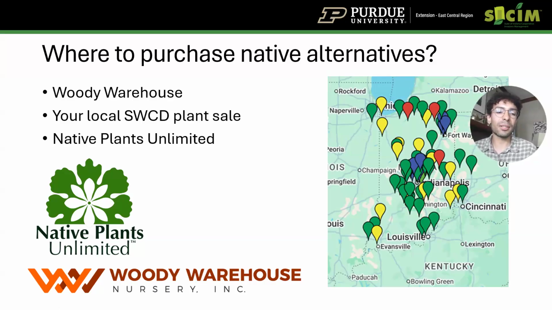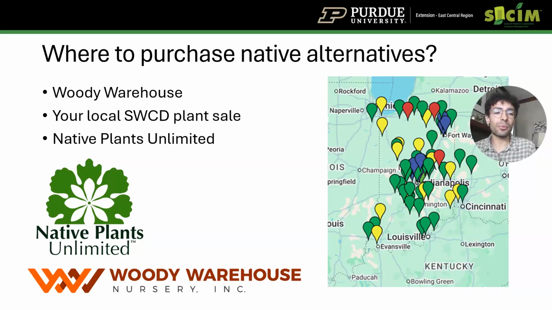If you go to their website, you can see each of these pins, and there's information about each of those sellers. But some of my favorites that I have personal experience with are Woody Warehouse. This is located in Liston, Indiana, so it's just west of Indianapolis. They are your best source for shrubs and trees, and they have really obscure species that are harder to get elsewhere. They have really great quality in terms of the success of the plants that you're getting. And you can get a range of 1 gallon to as big of a tree as you really want to buy.